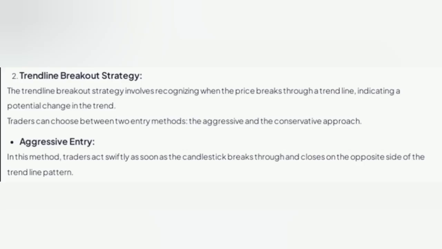Trendline breakout strategy. The trendline breakout strategy involves recognizing when the price breaks through a trend line, indicating a potential change in the trend. Traders can choose between 2 entry methods, the aggressive and the conservative approach. Aggressive entry. In this method, traders act swiftly as soon as the candlestick breaks through and closes on the opposite side of the trendline pattern.